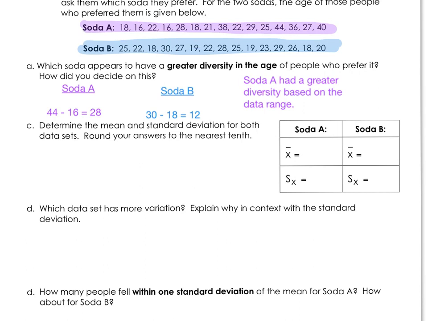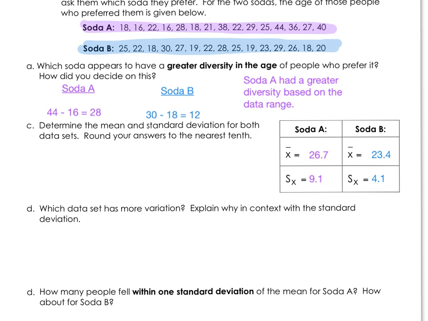So in L1, type in all of the purple that I highlighted, soda A data. To type that in, you're going to go to Stat, Edit. If there's anything in there, you're going to go up, clear down, and then enter in all of that data. After the data is entered in, go to Stat, over to Calc, and then 1-Var Stats. That's where you'll find the x-bar showing the mean and the Sx showing the standard deviation. Do that for soda A and soda B.